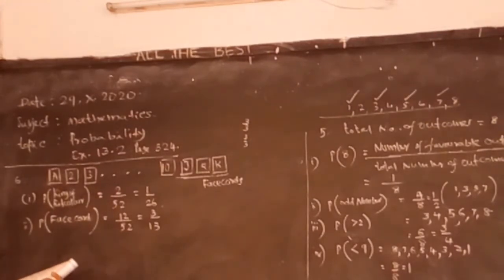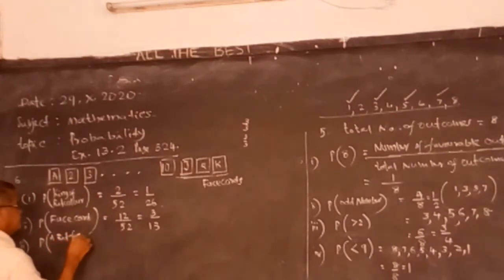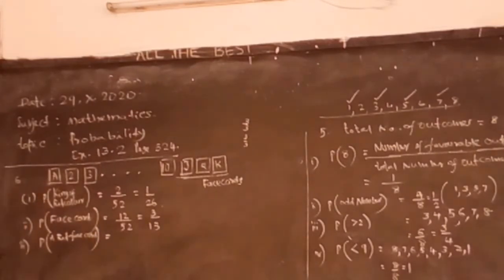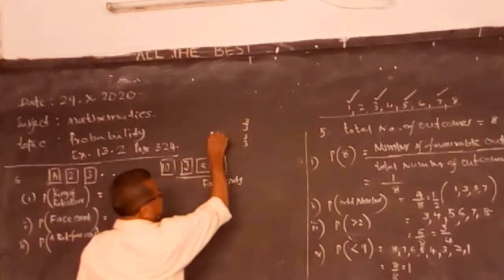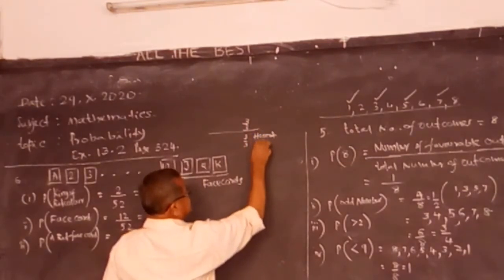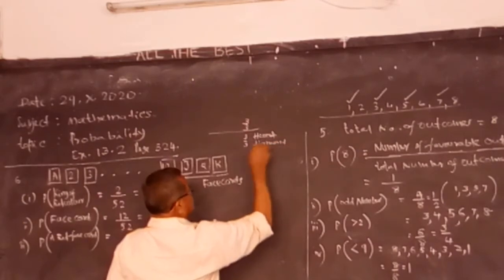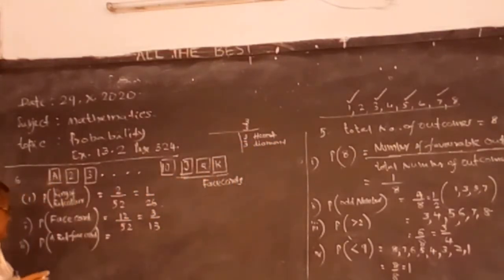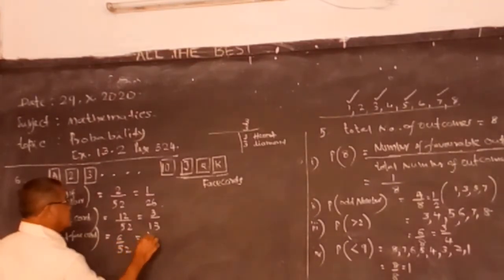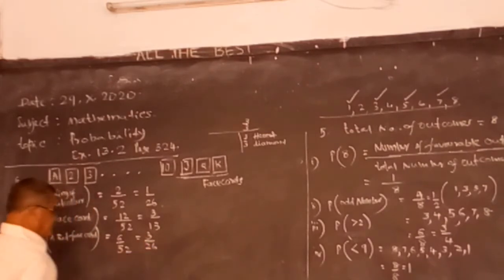Next, a red face card. How many red face cards? 3 from heart, 3 from diamond. So totally red color face cards are 6 out of 52. So take 2 3s are 6, 2 26s are 52. That's all.